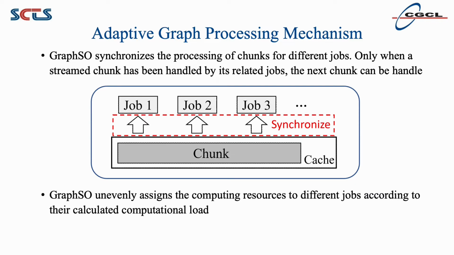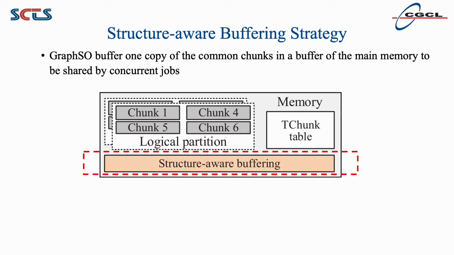GraphSO will unevenly assign the computing resources to different jobs according to their computational load. The computational load of jobs will be calculated according to computational complexity and the number of active vertices. Finally, in order to further reduce the I/O overhead, we propose an efficient structure-aware buffering strategy.